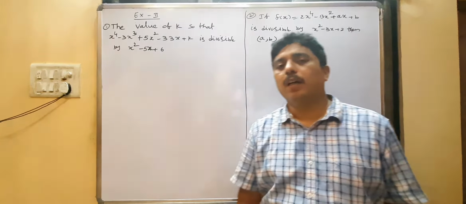Suppose ac cube equal to b cube d. If this condition is satisfied, roots are in GP. If both conditions are not satisfied, roots are in HP.